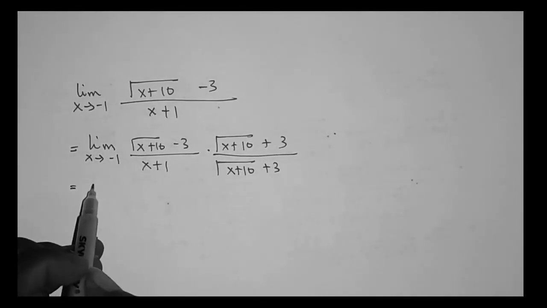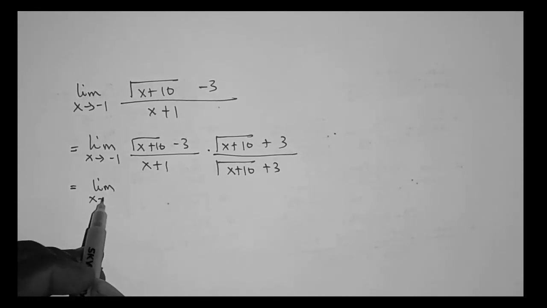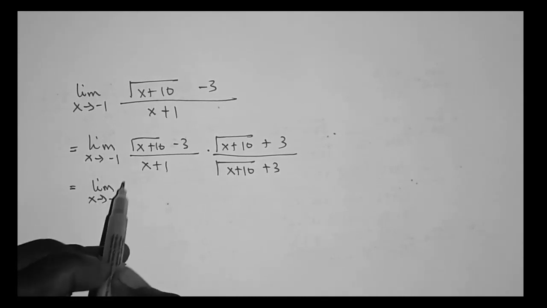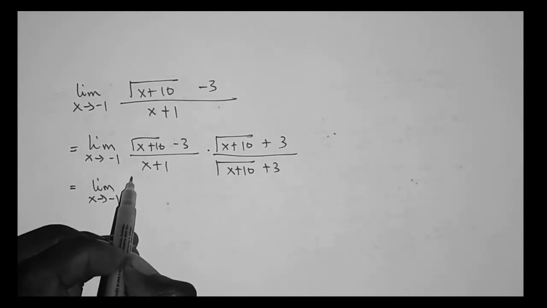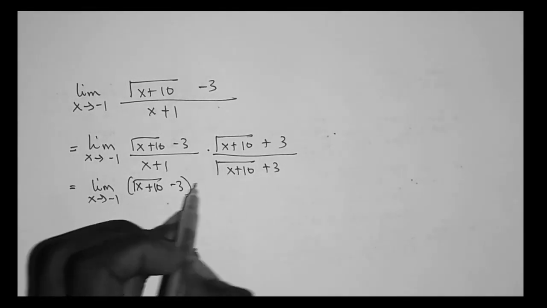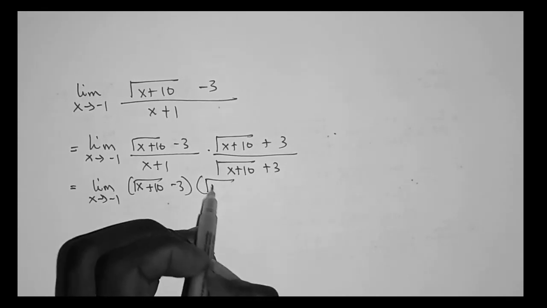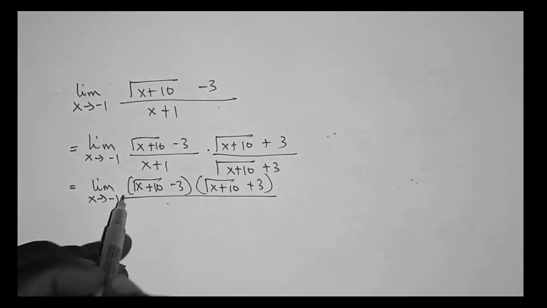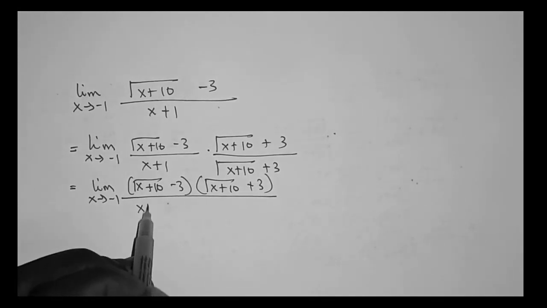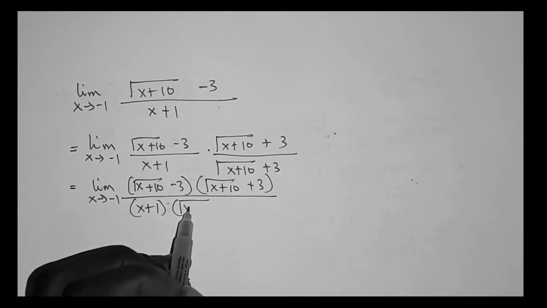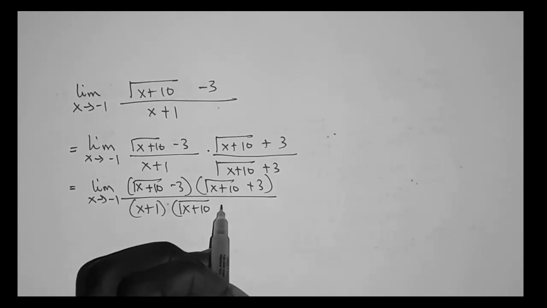So that this is equal to the limit as x approaches minus 1. So this becomes, in one bracket, square root of x plus 10 minus 3 times square root of x plus 10 plus 3, divided by x plus 1 times square root of x plus 10 plus 3.